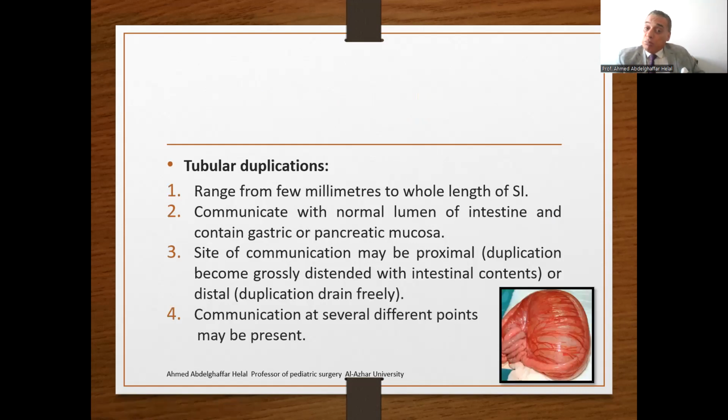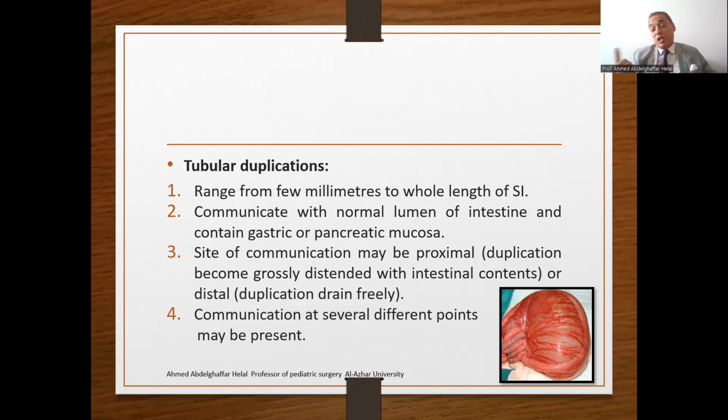Tubular duplications range from a few millimeters to the whole length of the small bowel. They communicate with the normal lumen of the intestine and contain gastric or ectopic mucosa, which may lead to hemorrhage. The site of communication between the cyst and the small bowel may be proximal, so the content of the intestine will accumulate in the cyst, and the duplication will reach a huge size, like this huge duplication cyst of the ileum, distended with content.